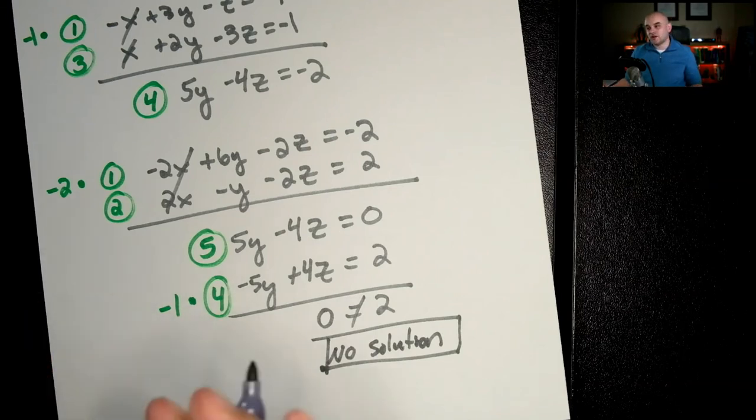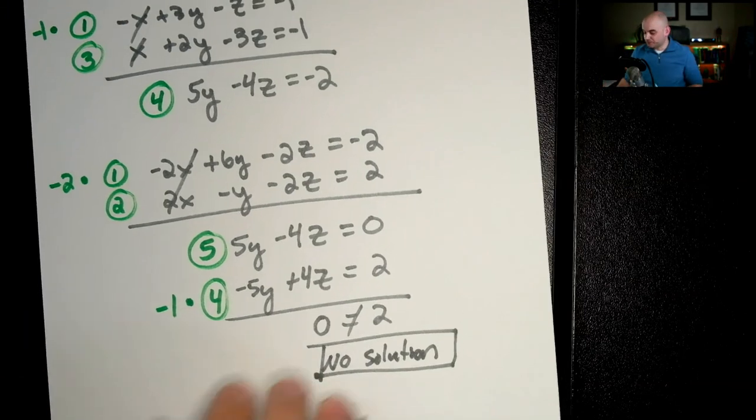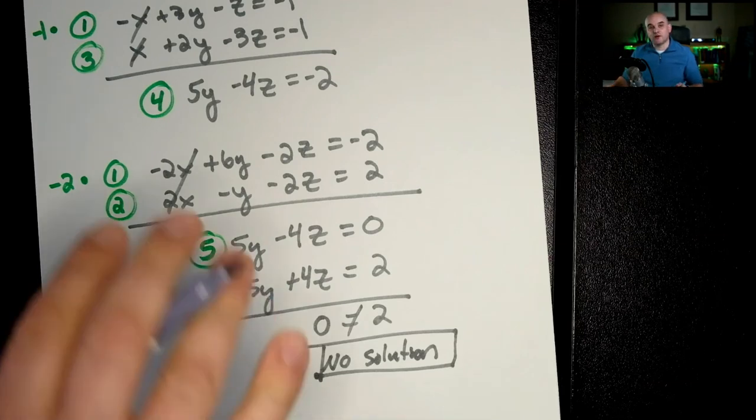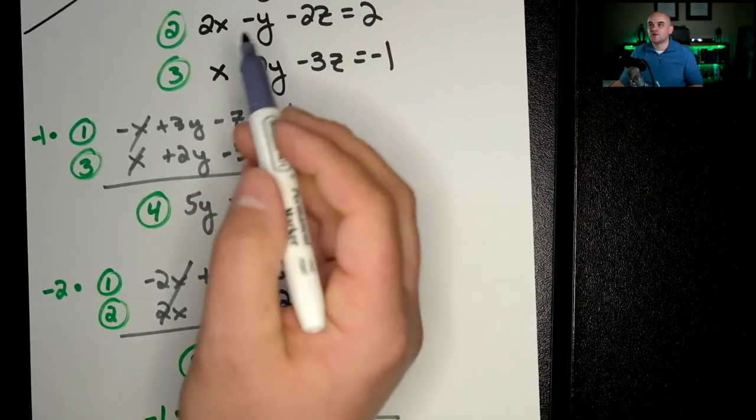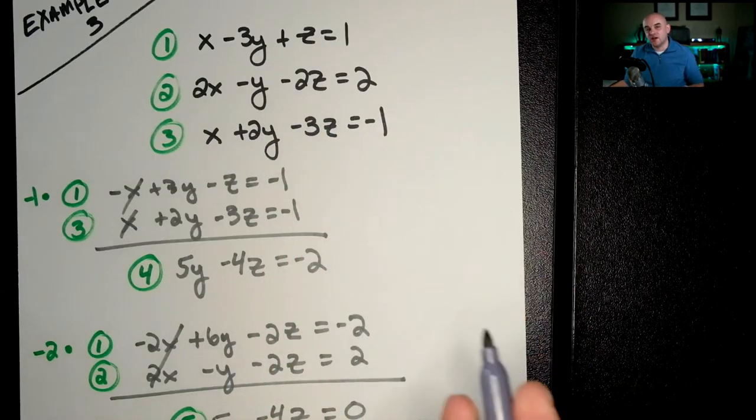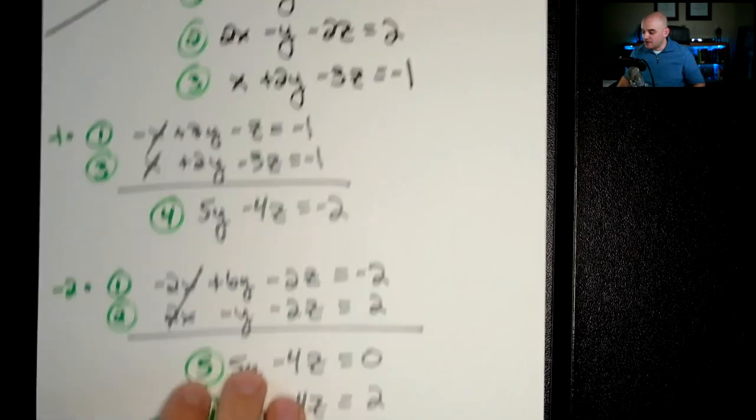All right, so go back and check it if you don't believe me, or if you're doing your own homework, test, or quiz and you get a little suspicious, go back and check it. Start it over, or maybe choose a different variable to eliminate in the beginning and see if for some reason you made just a simple mistake in there. But in this case, it's no solution.